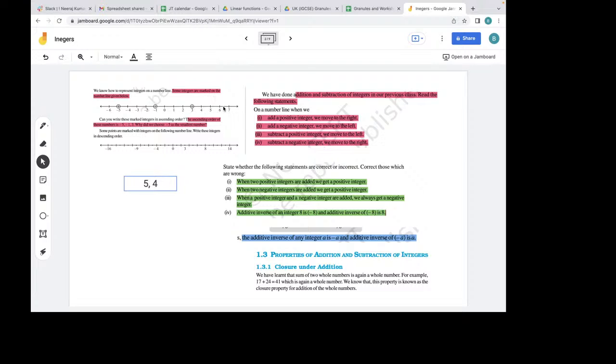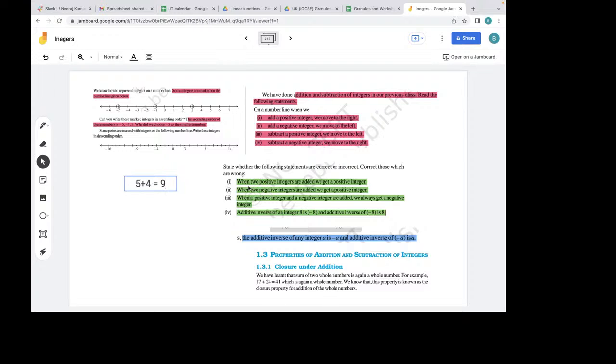4 jumps to the right. So let's take 1, 2, 3, 4. Let's say there's 8 and 9 here. So we have reached 9. When I have added 4 to 5, I got 9. So yeah, I have got a positive integer. That means the first statement is correct.